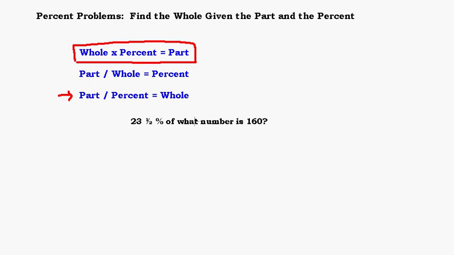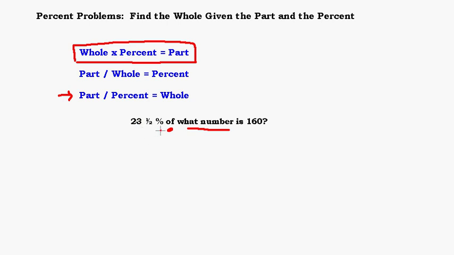That number right there is going to be the whole. Another way you can look at this is the word of in these kind of problems means multiplication. So we have 23.5% times some number equals some number, and that fits this pattern in the original equation, that the whole times the percent equals the part. Whatever your percent is being multiplied by, it's going to be the whole.